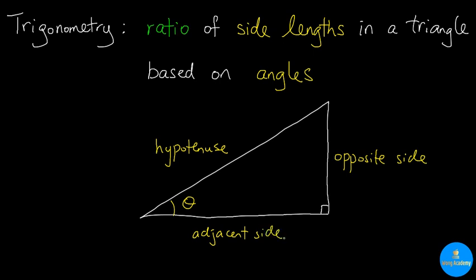On the other hand, if it were this angle marked as theta, then this side will become the opposite side to this theta, and this will become the adjacent side to the theta.